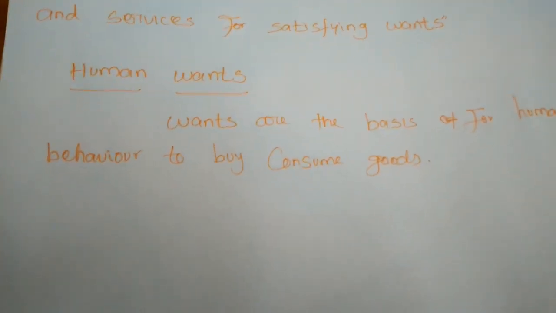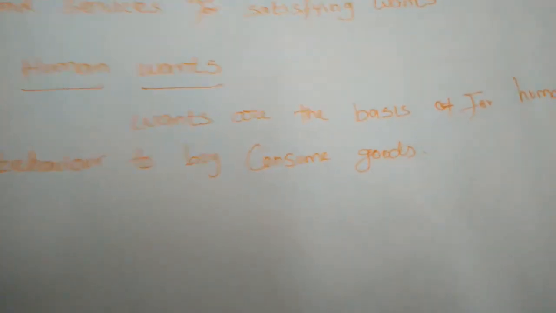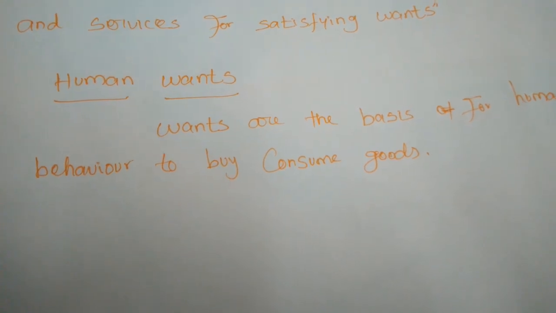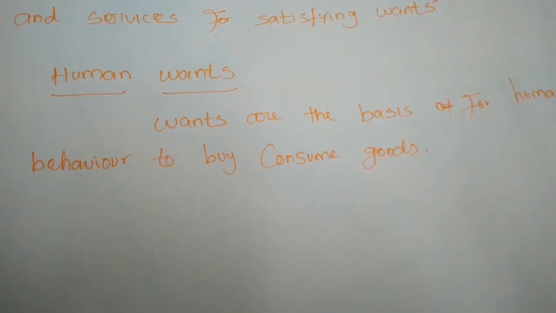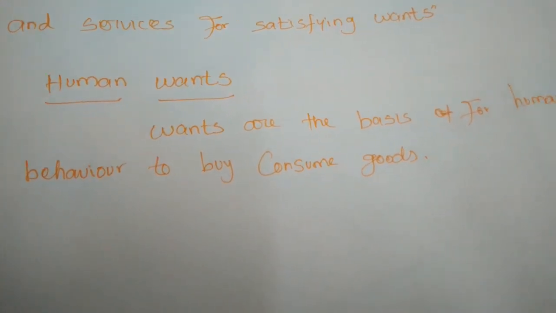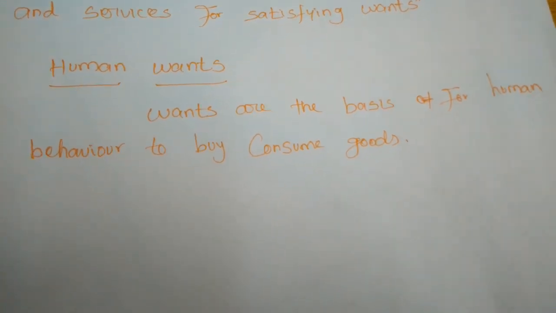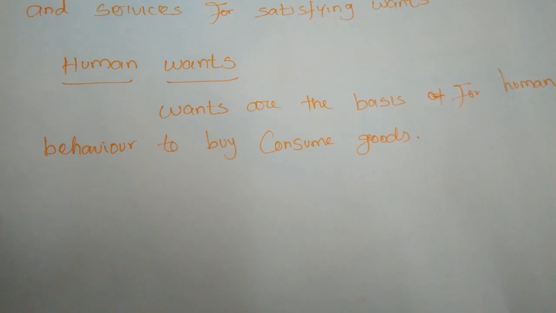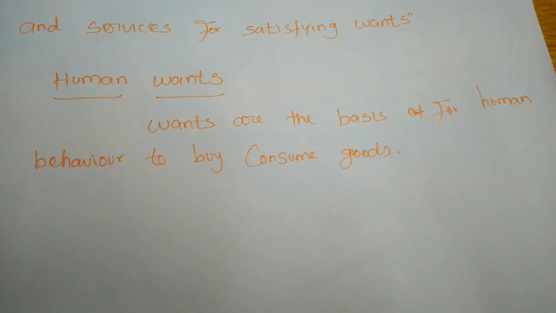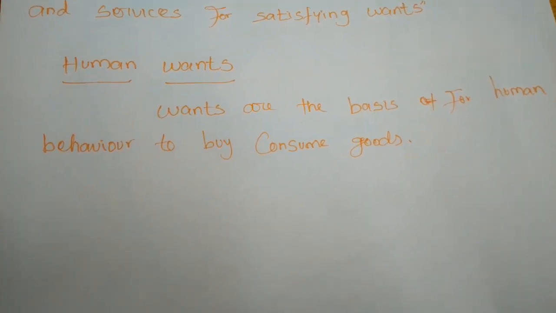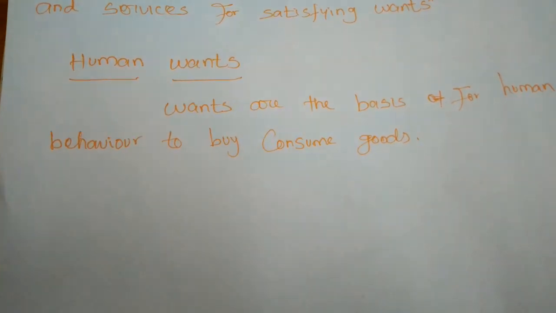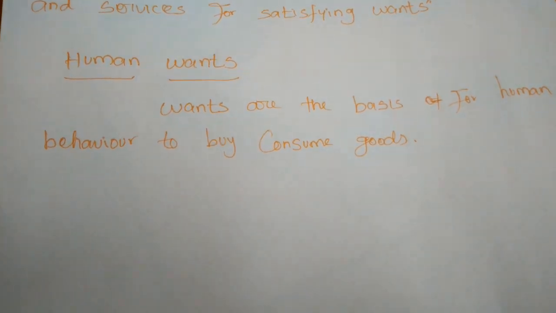Next, human wants. Characteristics, sorry. What would we normally say about wants in ordinary language? Desire and want mean the same thing, right? If you decide to get something, or you want to get something, it has the same meaning normally. But in economics, they have different meanings. Wants are the basis for human behavior to buy and consume goods.